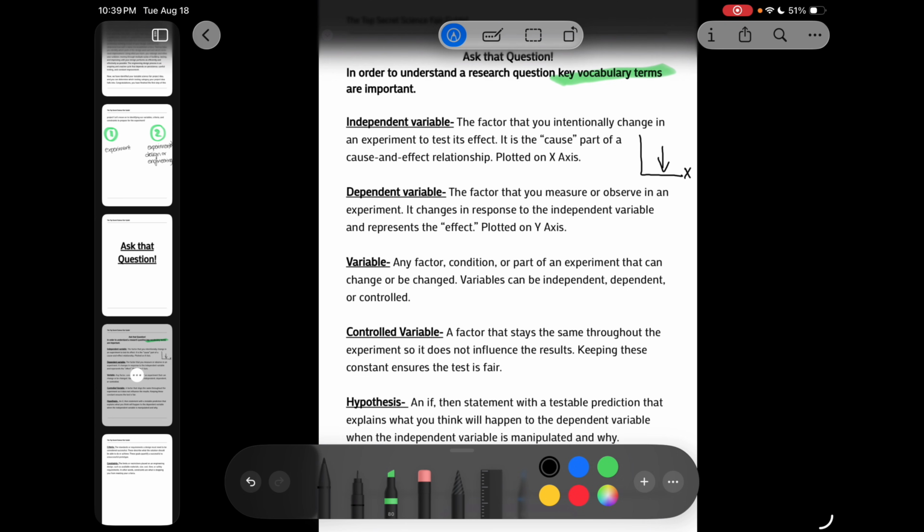So just to give you an example, it's the factor that you intentionally change. For example, if you watered plants on multiple different schedules, your independent variable would be each different schedule that you're using. You would separate your plants into groups, and the type of watering schedule that each group received, that would be the independent variable, because that's the thing that you're changing. You're changing how often the plants get watered.